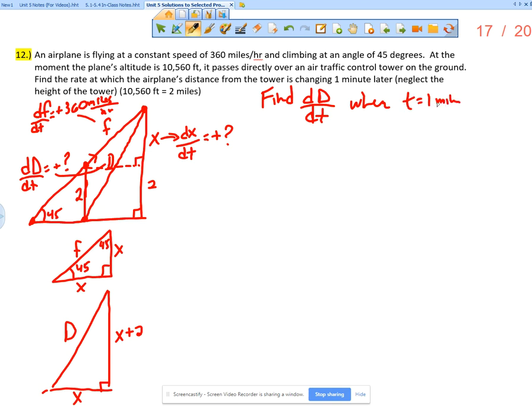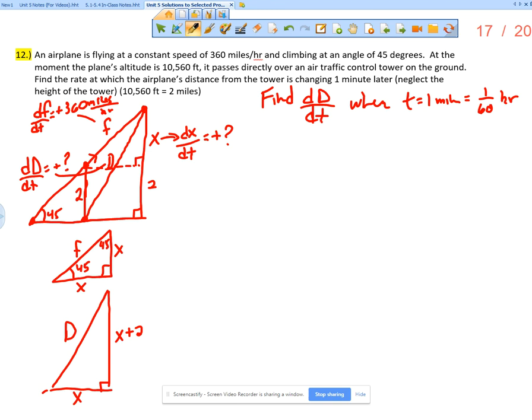Now, it's important that you remember time is in 1 minute and rate is in miles per hour. That's a problem. So we actually want to change 1 minute into hours. How do we convert minutes into hours? Well, we would divide by 60 minutes per 1 hour. And so we get 1/60th of an hour, so that our time unit is going to be standard.